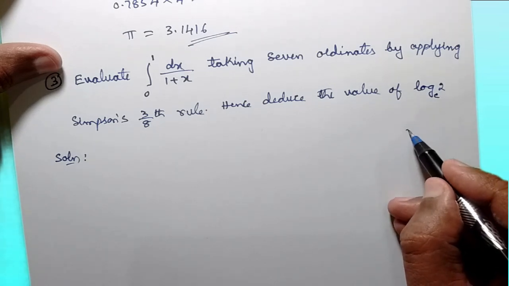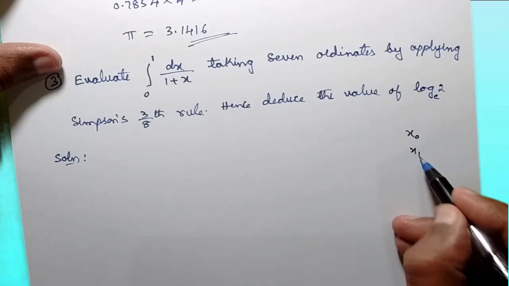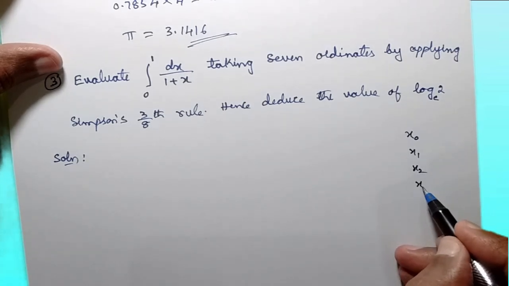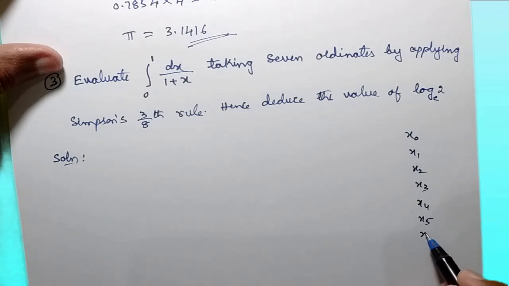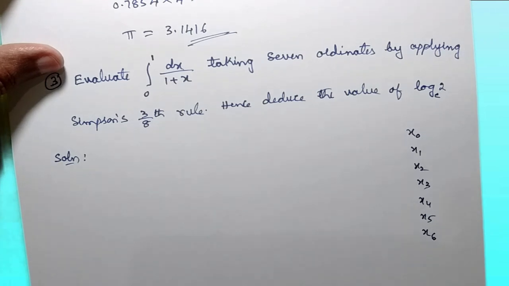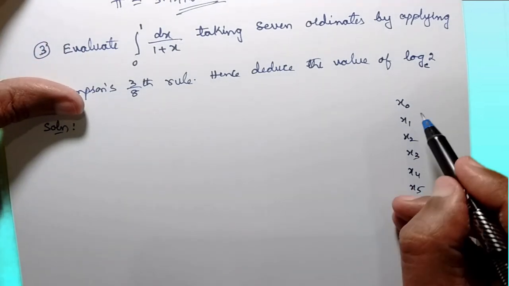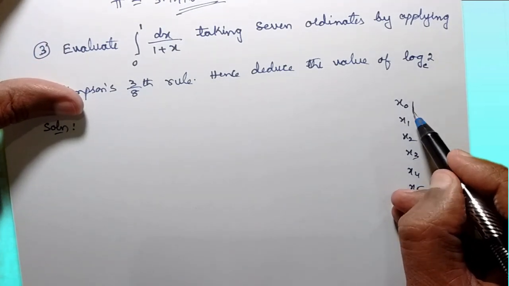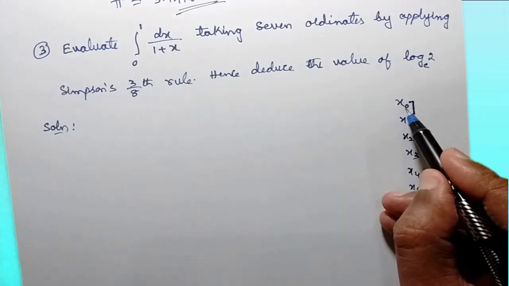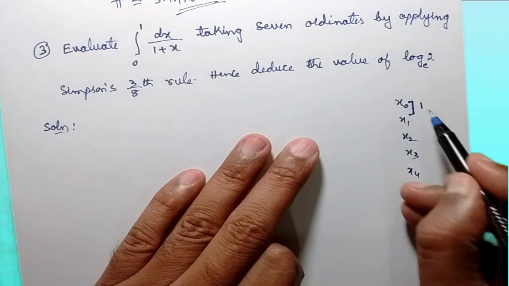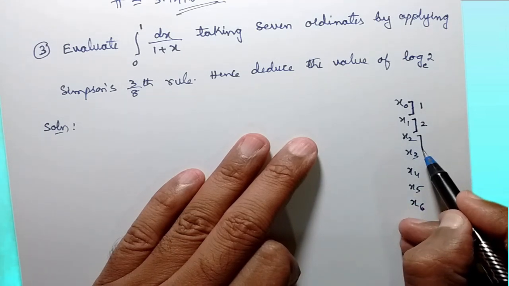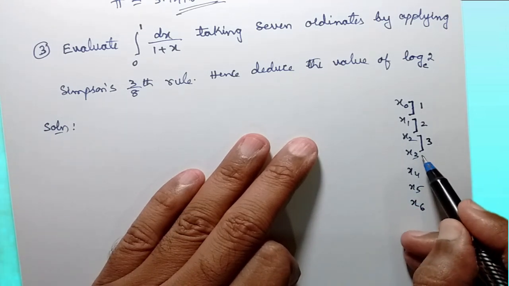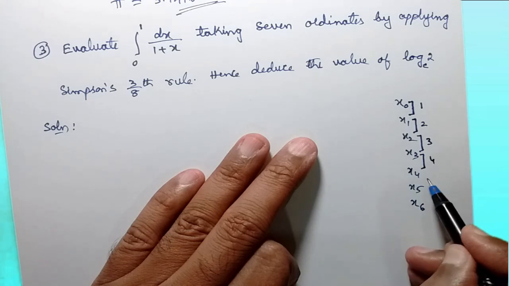So you have the values starting from x0, x1, x2, x3, x4, x5, x6. 7 values are there. How many equal intervals are there? So this is one interval: x0 to x1 is one interval, x1 to x2 is the second interval, x2 to x3 is the third, x3 to x4 is the fourth.